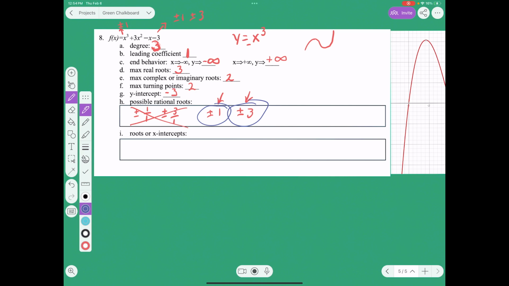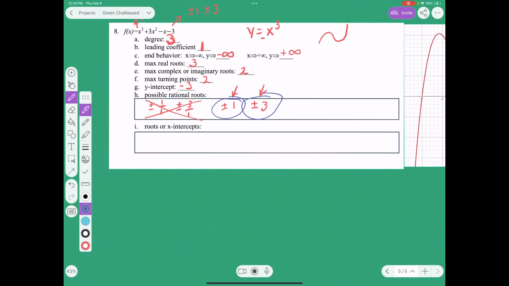But with cubics, we also have some special cases. One of those special cases would be an equation that we can try and factor by grouping. So let's try that in this case. I've got f of x equals x cubed plus 3x squared minus x minus 3.